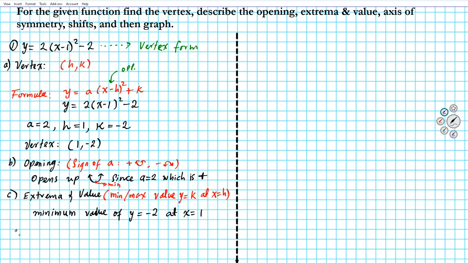It's that vertical line that divides the graph into two identical parts, the axis of symmetry. The nice thing about this is that the axis of symmetry goes right through the vertex. So it's simply x equals h, the h component of your vertex, the x component of your vertex. So what is the x component of the vertex? It's 1, right? So our axis of symmetry is simply going to be x equals 1.